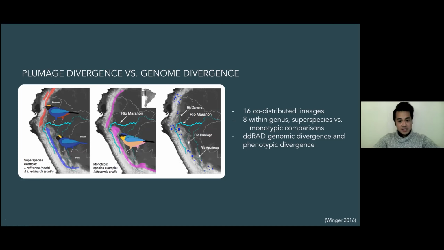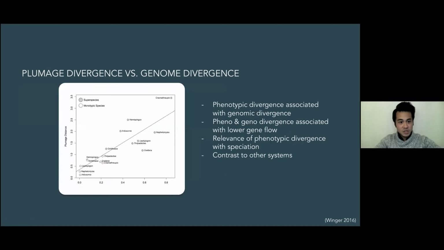So you have these multiple comparisons, and he used ddRAD SNPs to compare the genomic divergence as well as phenotypic divergence within the genera, as well as between or among them.